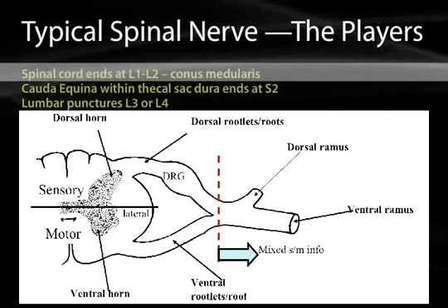You must also review and make sure you understand the typical spinal nerve, and that the dorsal horn and the ventral horn are separated by the anterior and posterior half, which is the sulcus limitans, and the ventral horn is going to be motor and the dorsal horn is going to be sensory.